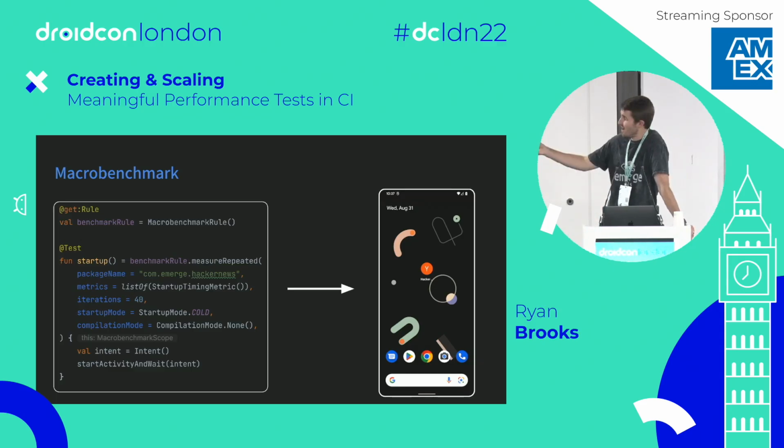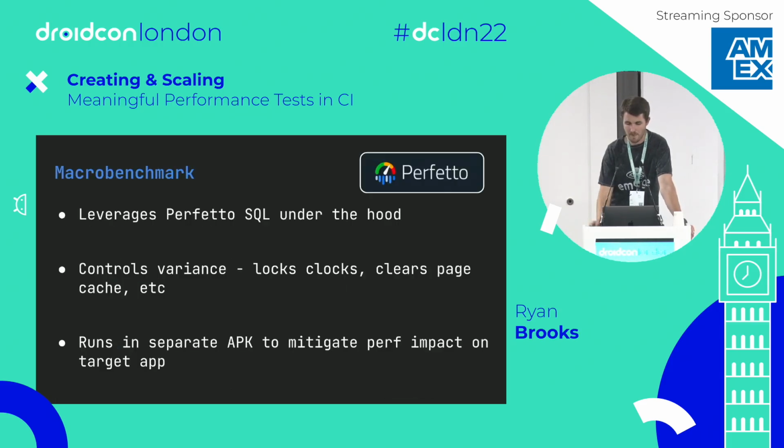A quick sample above shows how easy it is to configure a startup test with iteration count, startup mode, compilation mode, etc. Many people might have already heard about Macro, especially for baseline profiles. I won't touch on baseline profiles today, but those can also be generated directly from the same test that you write here. So Macro Benchmark leverages Perfetto under the hood and uses the SQL layer of Perfetto that I mentioned to gather performance data when you're profiling your app. And so to control variance, Macro Benchmark leverages a separate test APK that runs against your main app to separate the performance benchmarking out of the app's process itself, which is an important thing to note.